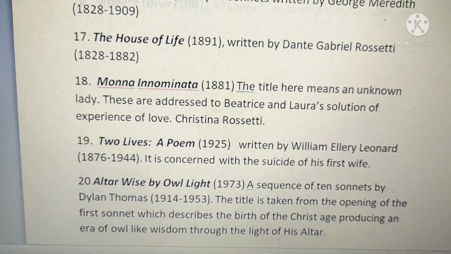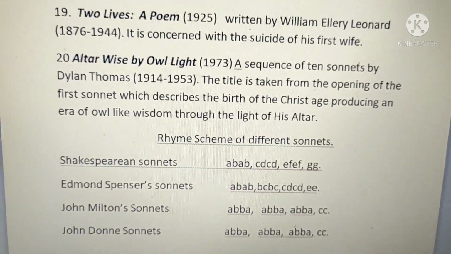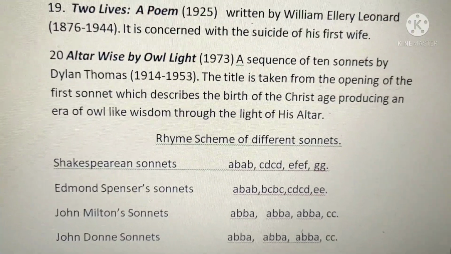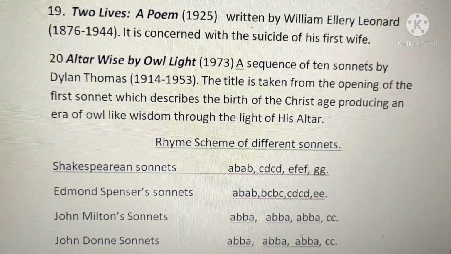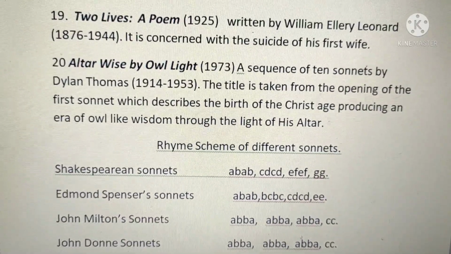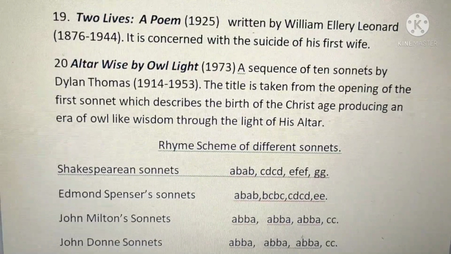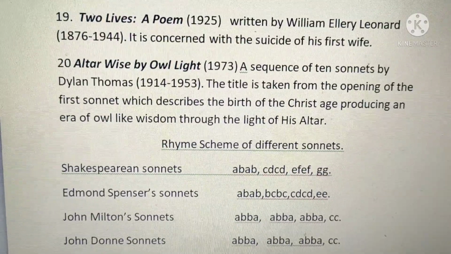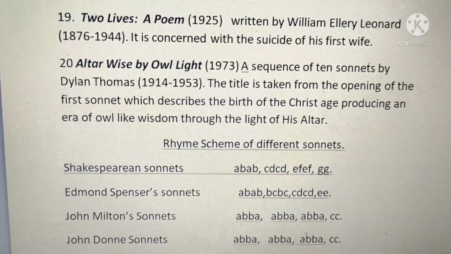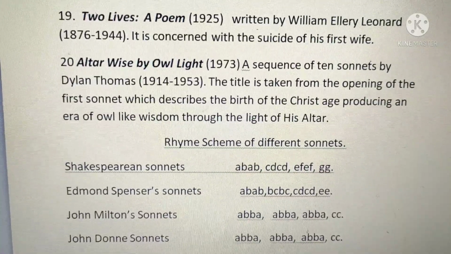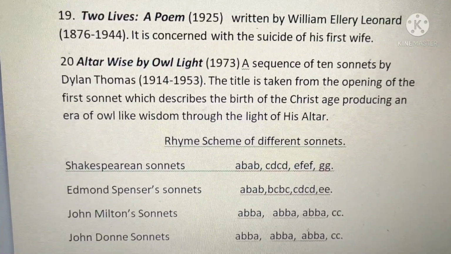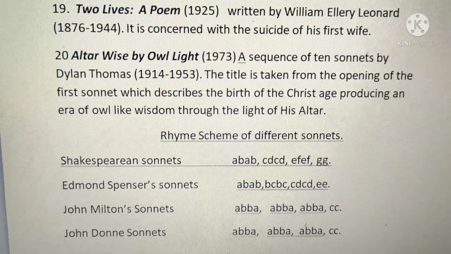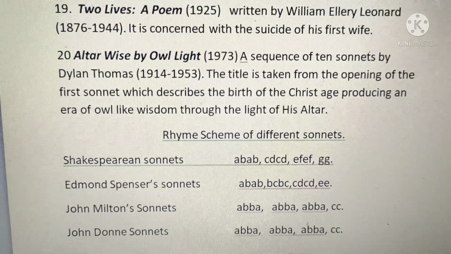Now let's come to the end. Now we are coming to the postmodern age. Dylan Thomas wrote a sonnet sequence Altarwise by Owl-Light in 1936. It is a sequence of 10 sonnets by Dylan Thomas. Dylan Thomas was born in 1914 and he died in 1953. The title is taken from the opening of the first sonnet, which describes the birth of Christ, producing an era of owl-like wisdom through the light of his altar.